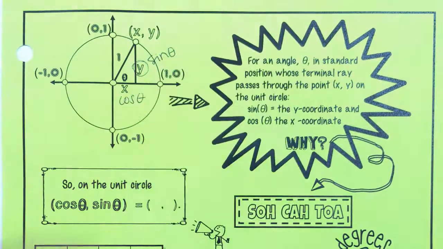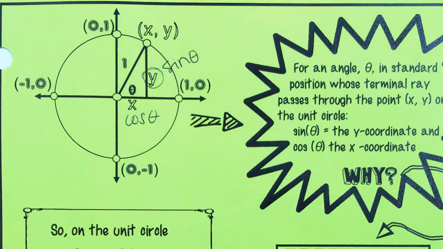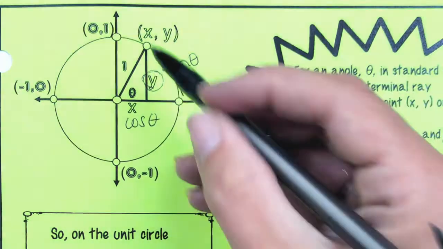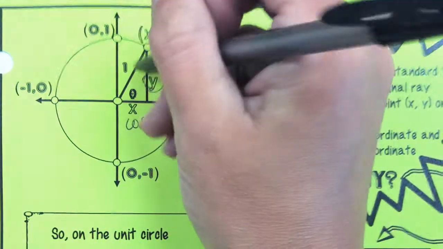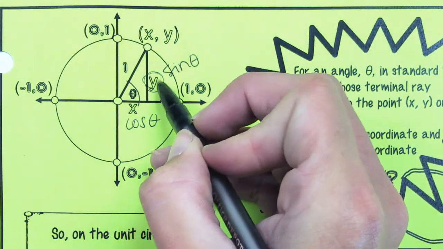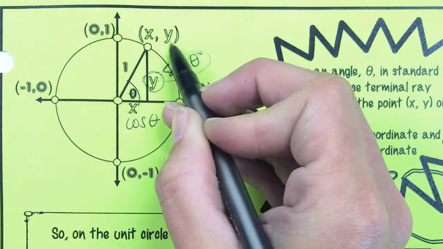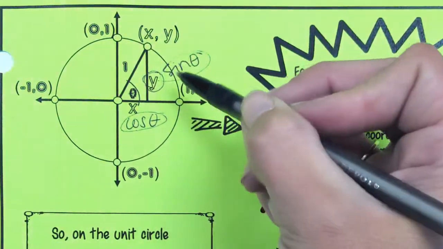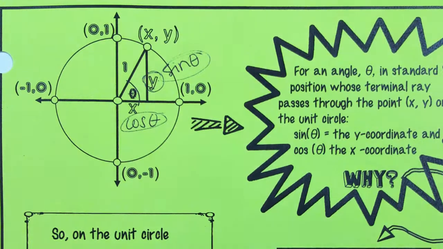The reason why is SOHCAHTOA. What does that have to do with this? What is sine? Good. So with this angle right here, what is opposite? Y, right? That's why y is sine and adjacent is cosine. That's our x. So on the unit circle, each angle measure will have an x and y coordinate.